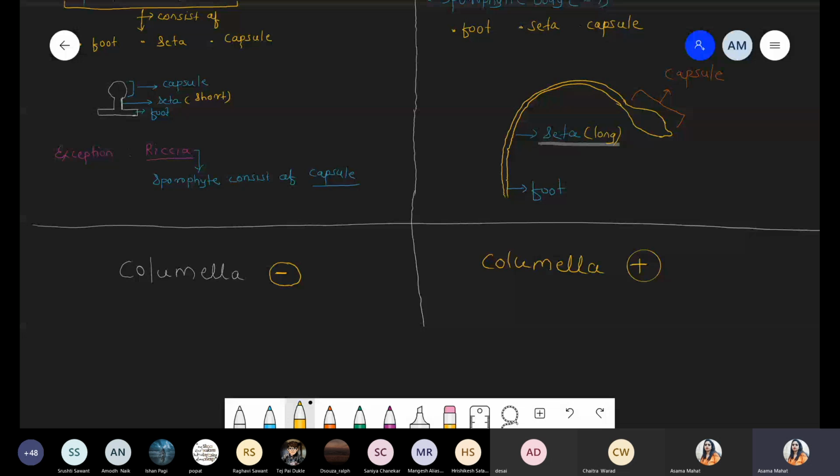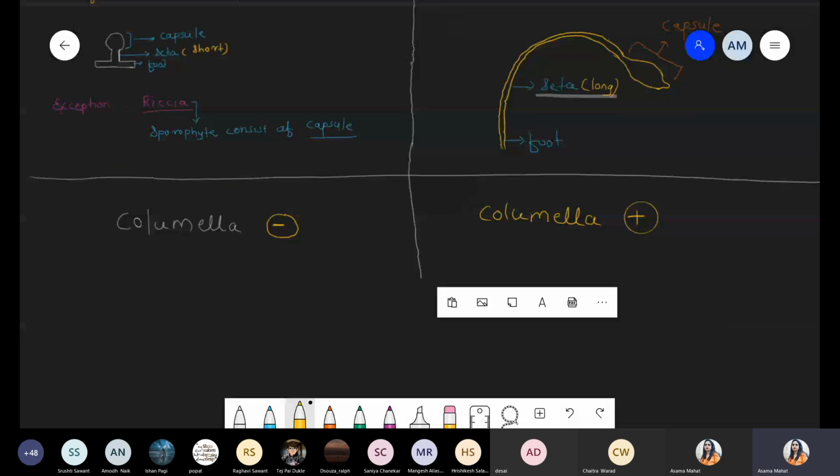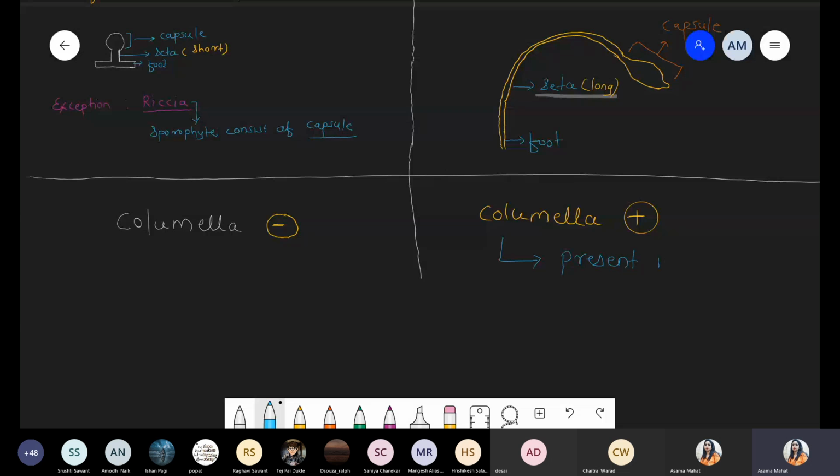So continue with the next part with respect to a specific type of cell, that is the columella cell. What is the columella cell? Columella cells are present inside the capsule. We will discuss this typical type of cell later because we have to discuss the life cycle of Funaria. At that time I'll tell you in detail. So these columella cells are present inside the capsule. Okay, so that's it. Detailed information we discuss later. What is the function and how they work? Yeah, sure.